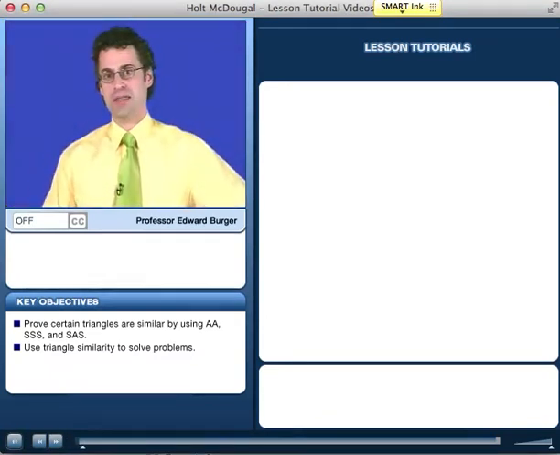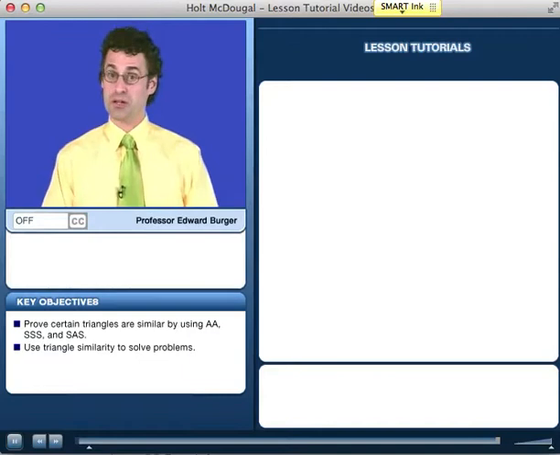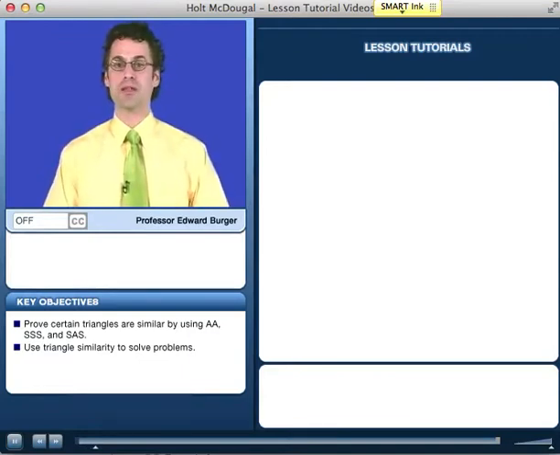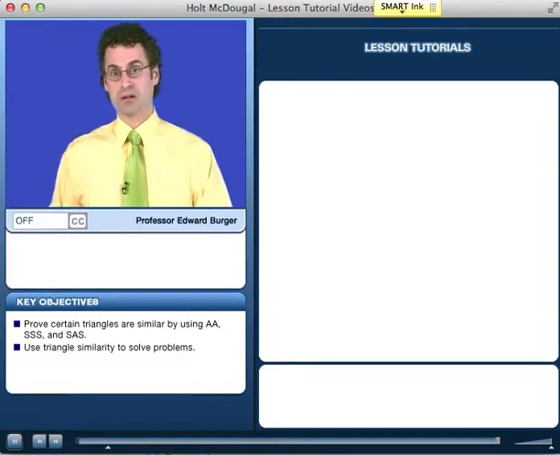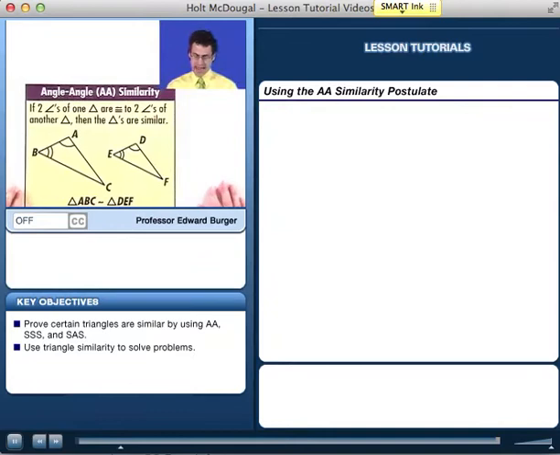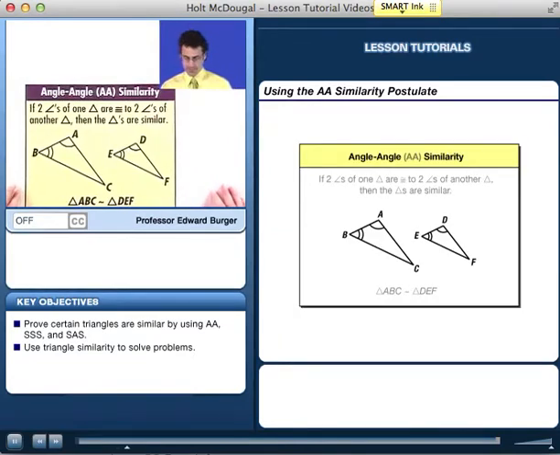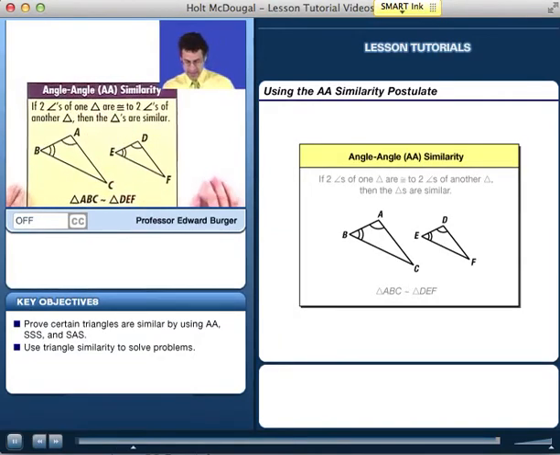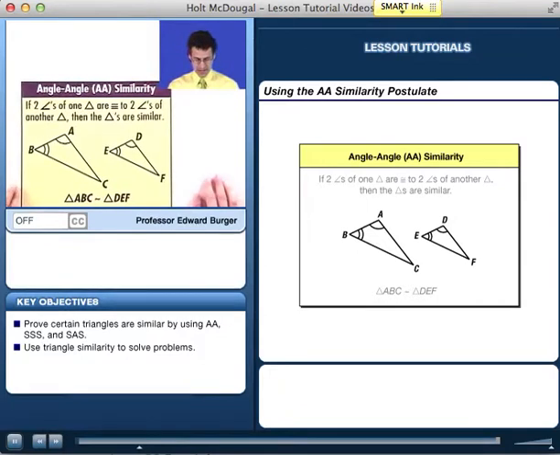To actually verify that triangles are similar, it turns out there are a number of really interesting, important, and easy to apply theorems that will come in handy. The first one is called the angle-angle similarity theorem, sometimes abbreviated just AA. And it makes a lot of sense. Let's take a look at it together.